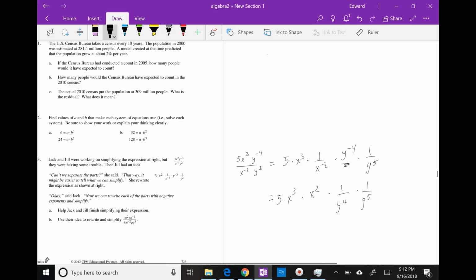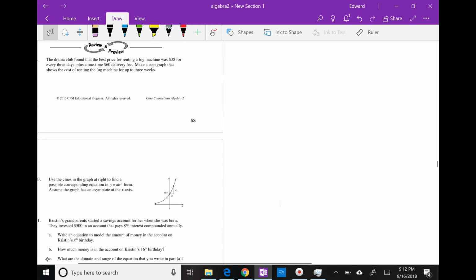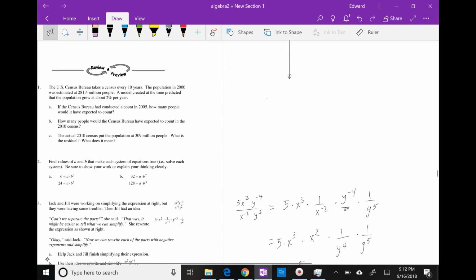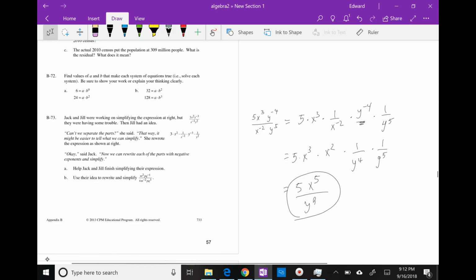So here we go. So what do we have? We have 5 times x to the third and x squared at the top. So we have x to the fifth. And on the bottom, we have a y to the fourth and a y to the fifth, which is y to the ninth. So hopefully this will give you some ideas on how to solve B73.